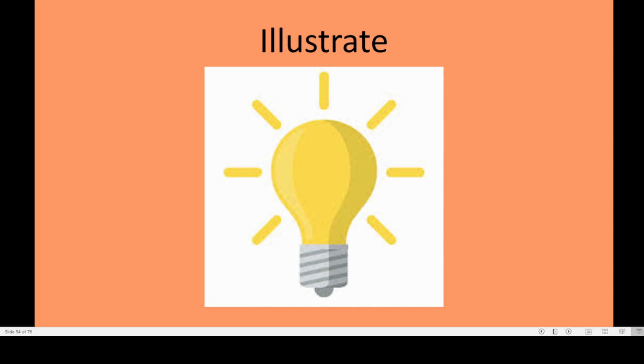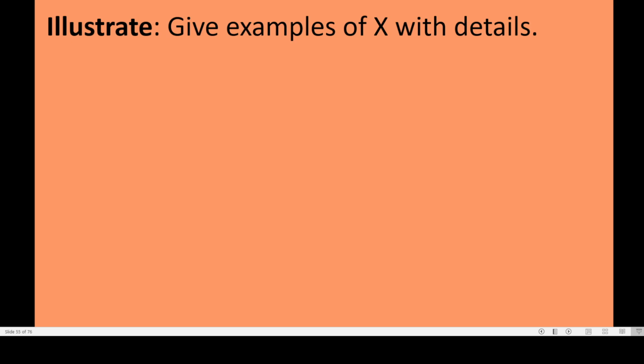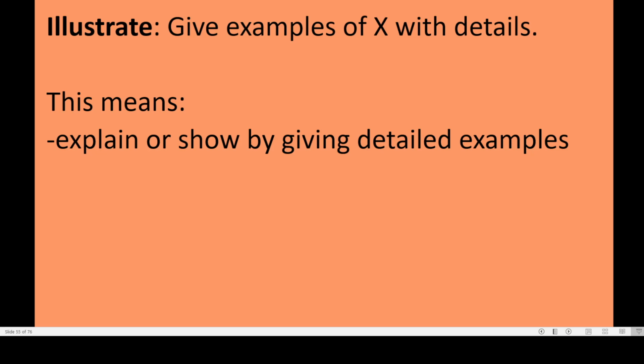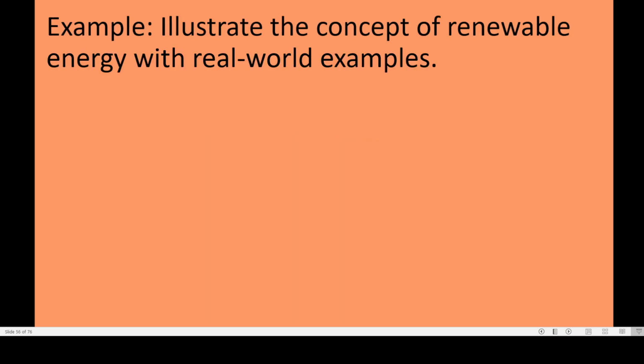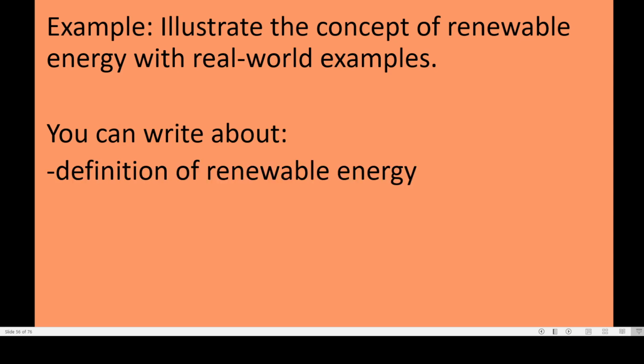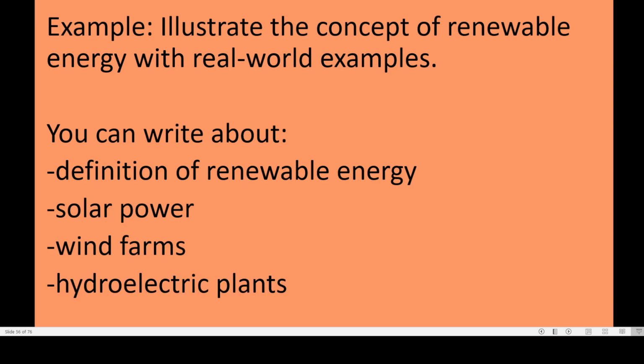Next we have illustrate. Give examples with details. So explain or show. Illustrate means show by giving examples. Illustrate the concept of renewable energy with real-world examples. So maybe you could write about, well, what is renewable energy? And then you can define it and then give examples. Solar power, wind power, and water power.